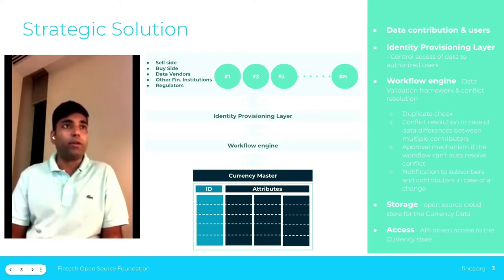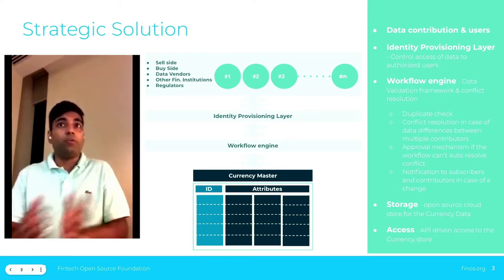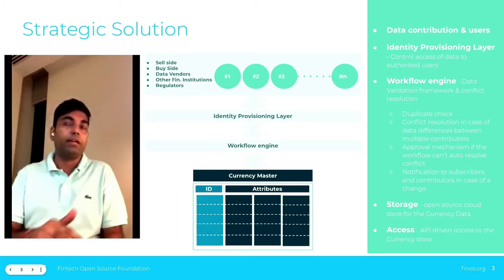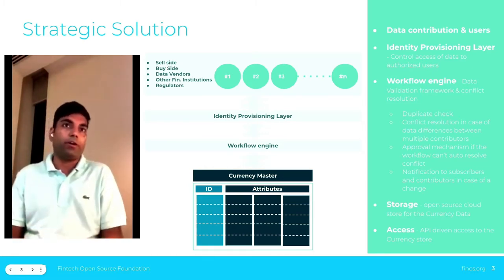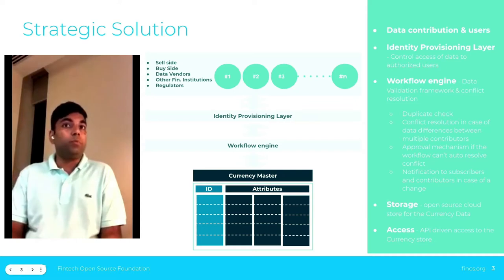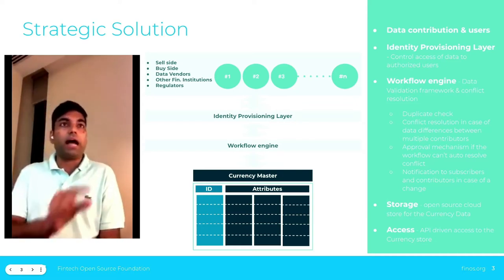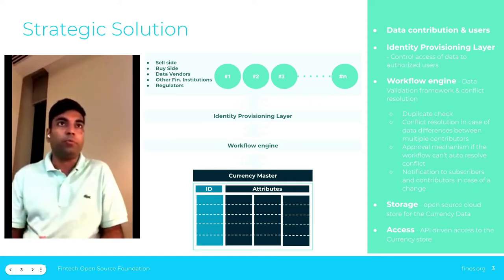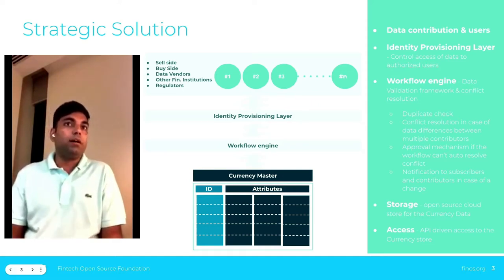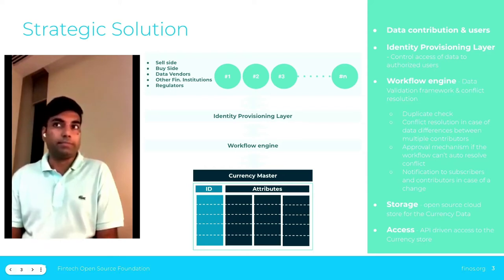Now, consider a scenario where both Nomura and Goldman Sachs send a request to this currency ref master to add the new record. Now, let's say that Nomura is the first one to send the request. So first, the identity provisioning layer will check whether Nomura has the permission to contribute or not. Next, once that validation is successful, the engine will do data validation to ensure that there are no discrepancies.